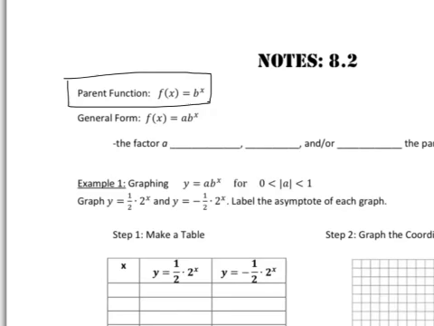So for general form, we add in the a. Remember adding in the a? What does a do to a graph? Same a as before. It shrinks or stretches. So factor a stretches. How do you spell stretches? There we go. Stretches, shrinks, and/or reflects. The parent function, okay?